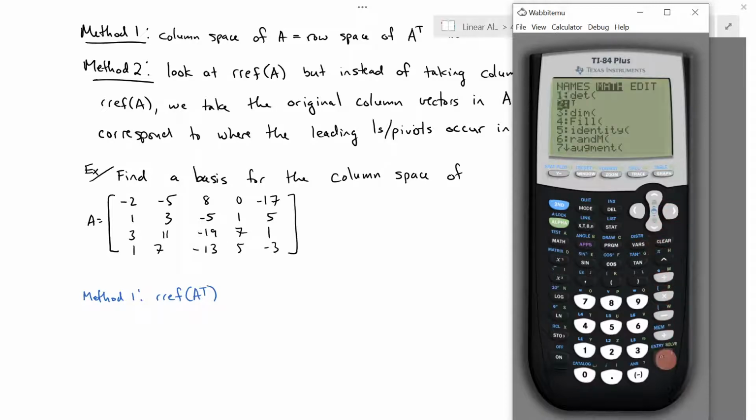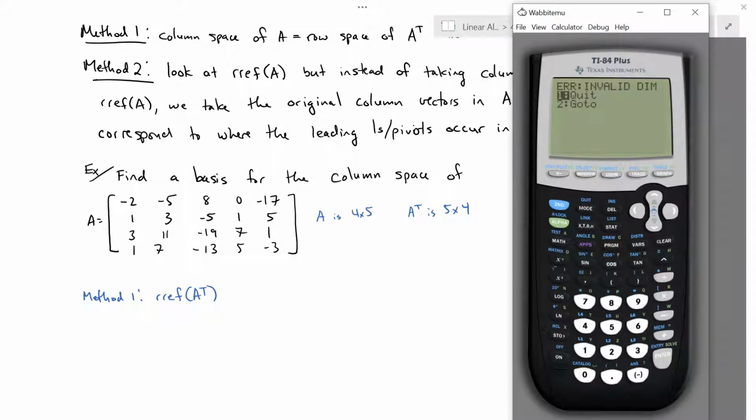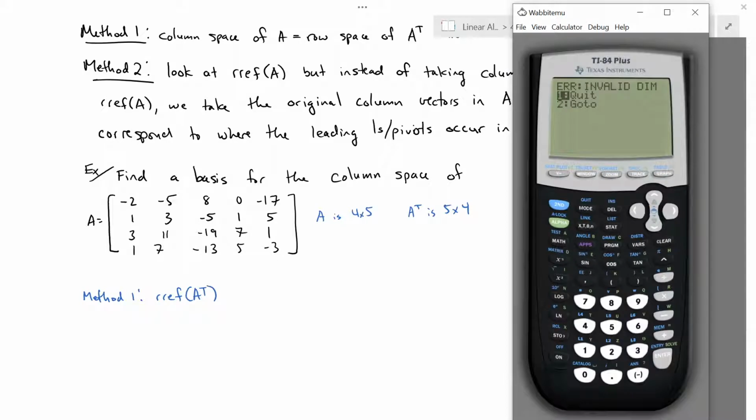So I do the transpose, except you'll see there's going to be a problem. Right, so here it says invalid dimension because A is 4 by 5, so that means A transpose is 5 by 4, and the calculator doesn't like it when you try to do the row reduced echelon form for a matrix that's long in this shape.